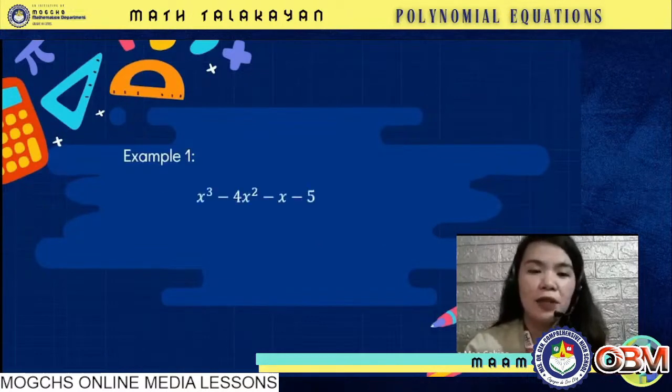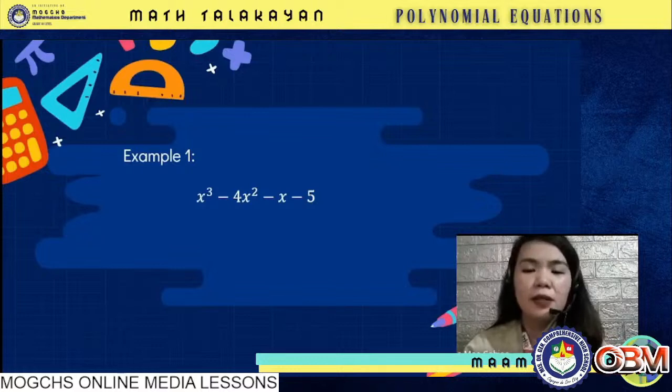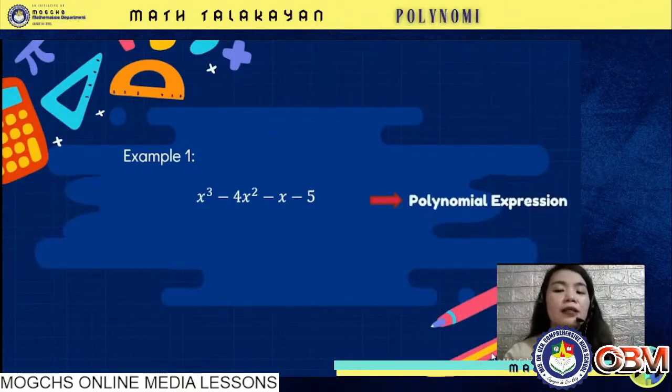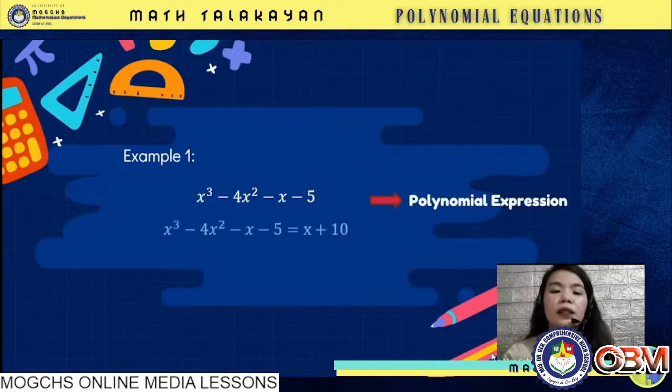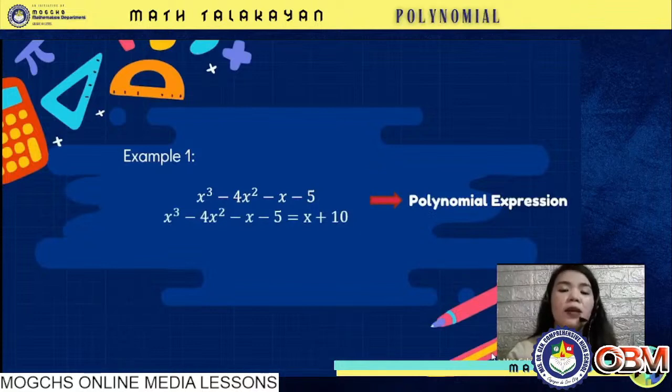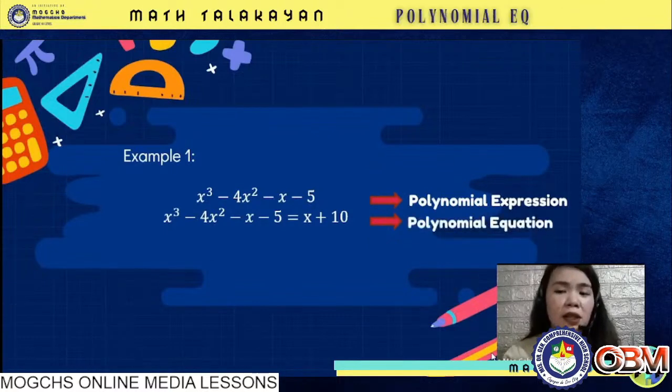Okay, let's have an example here. We have x cubed minus 4x squared minus x minus 5. So this is actually considered a polynomial expression. But if we have this one, x cubed minus 4x squared minus x minus 5 is equal to x plus 10, then this is what we call the polynomial equation.